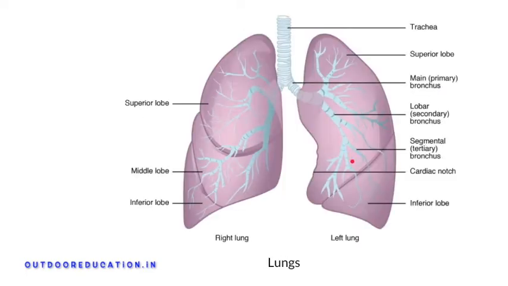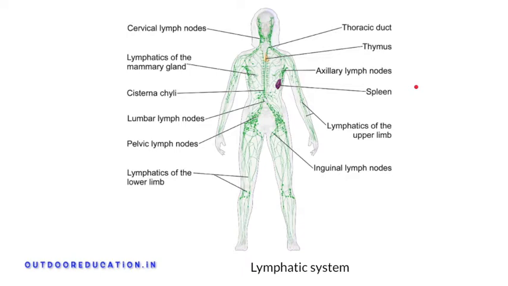Lungs. These are the organs where exchange of atmospheric oxygen and carbon dioxide takes place. We have a right lung and a left lung. Right lung has 3 different lobes, whereas the left lung has 2 lobes. Lymphatic system. This is the system which is composed of organs, tissue and vessels that help to maintain the fluid balance of the body and contribute to the body's immune system.